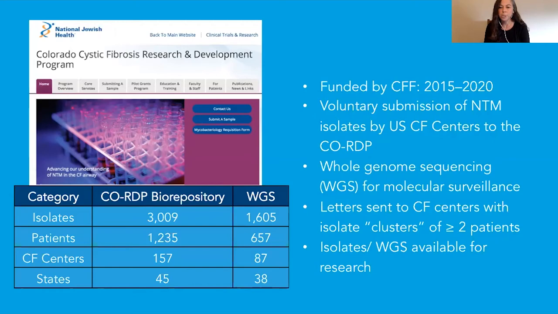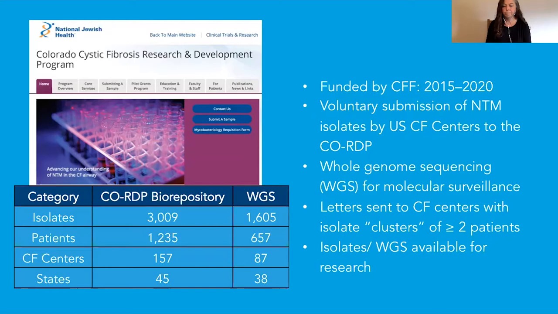If genetically similar isolates were found, then letters were sent to CF centers describing the isolate clusters if they had at least two or more patients, which could then be followed up on in the subsequent study that I'll talk about later. And all of the isolates and whole genome sequence data from the RDP is also available for research. So in the table here on the bottom, you can see the number of isolates that have been collected over the course of the RDP, including over 3,000 isolates in our biorepository, of which over half of them have been sequenced by whole genome sequencing.